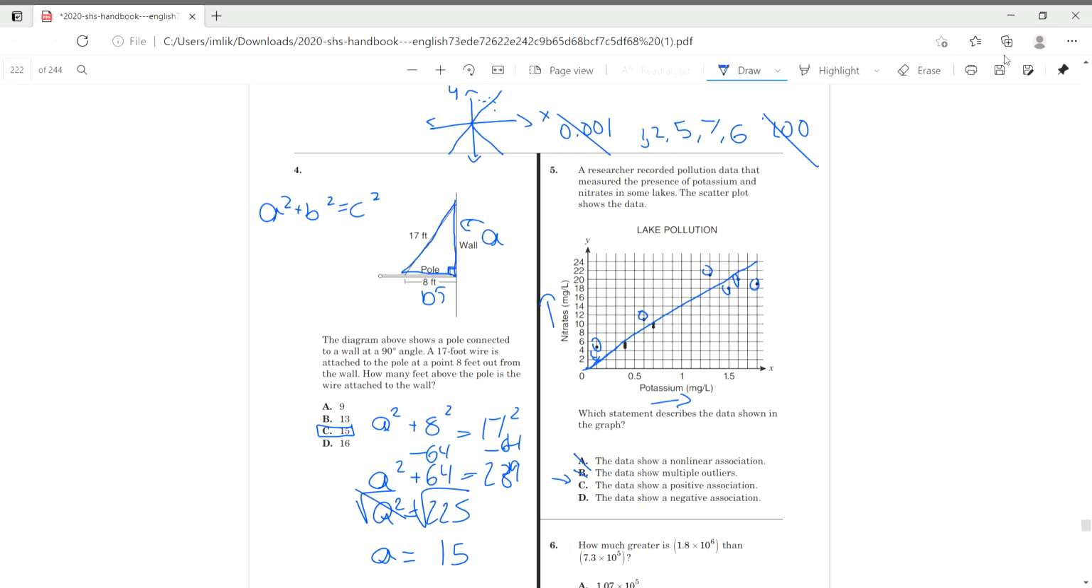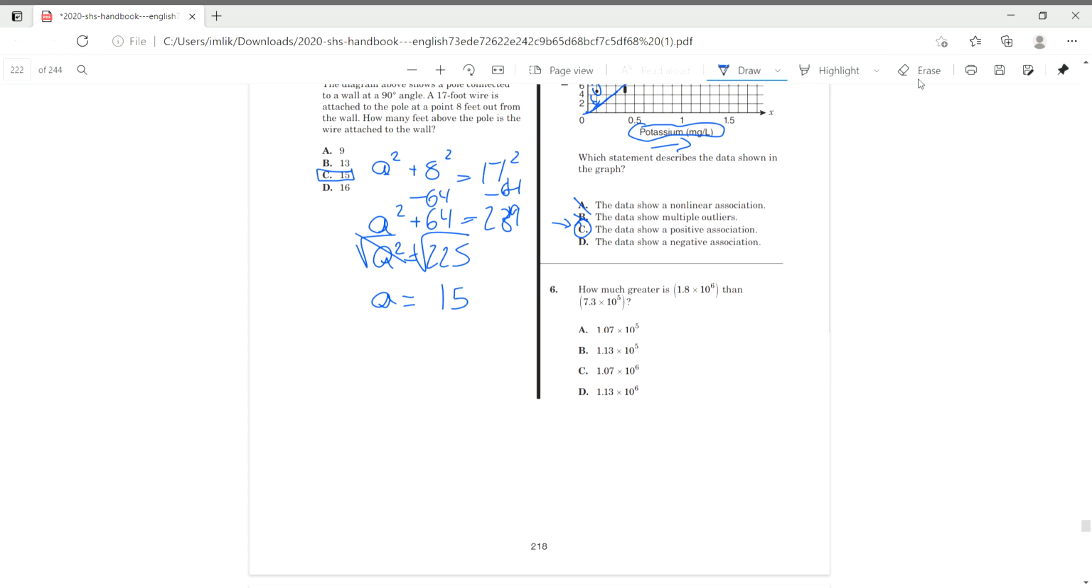And the data shows a negative association. That's the complete opposite. That would mean that our line would go down like that, which is false. Negative association would mean that the more potassium you have, the less nitrates you have, and the less potassium you have, the more nitrates you'll have, which is the opposite here. So the answer has to be C.